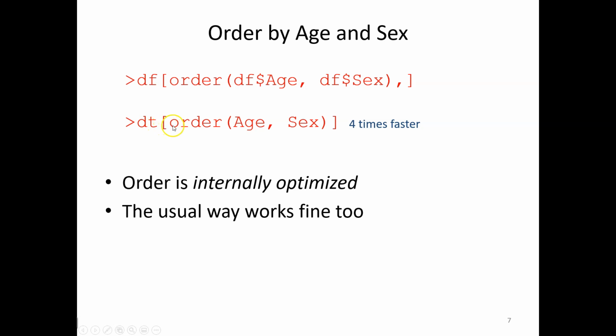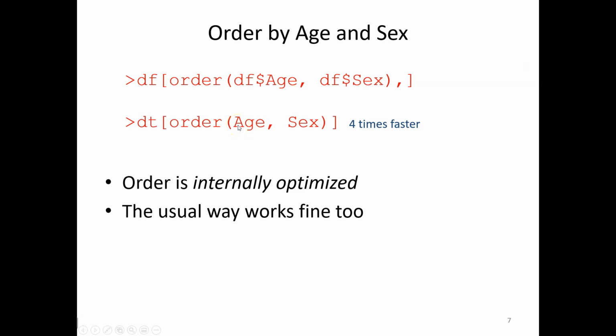In a data table you do basically the same. You use the order function, but you can skip the dt$ here and just write age and sex. They are automatically interpreted as column names. But order is internally optimized when used upon a data table. So it turns out that this ordering is 4 times faster for the data table compared to the data frame. And if you want to, of course, you can write dt$ here as well.